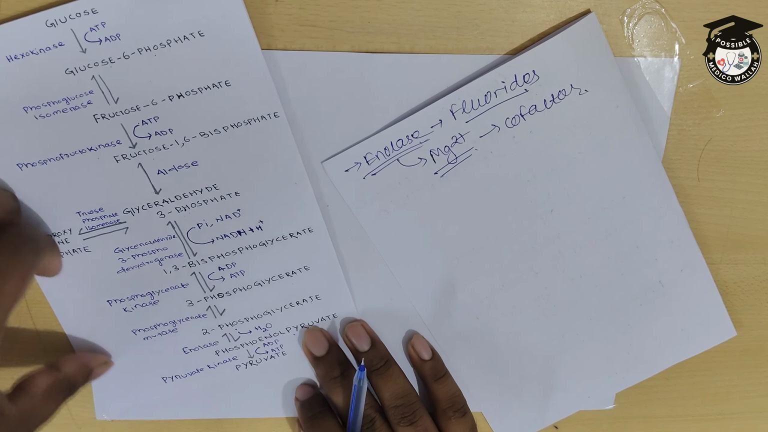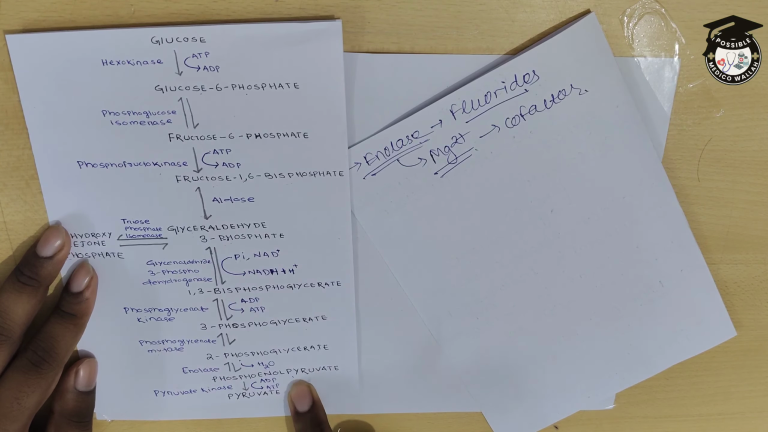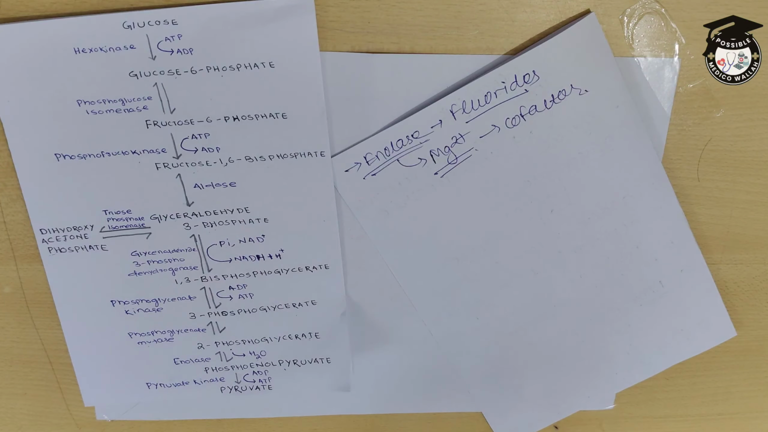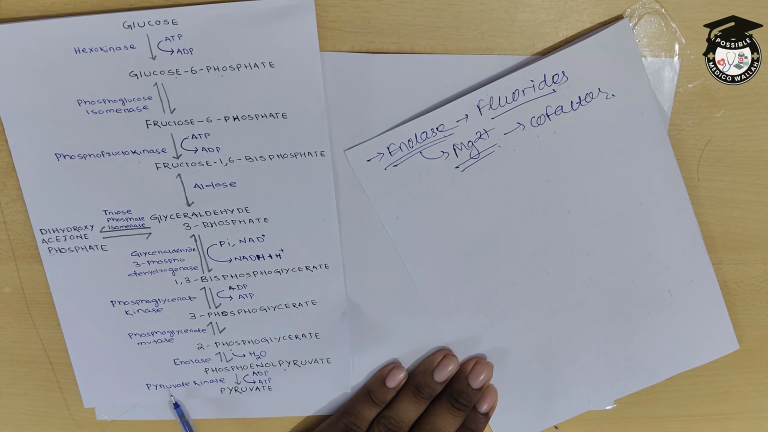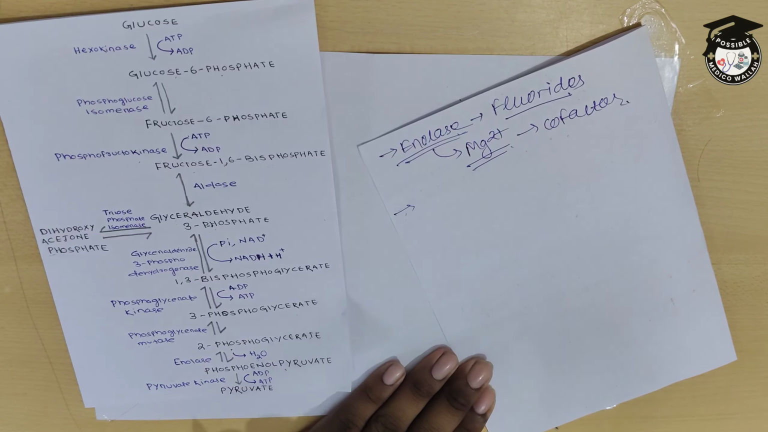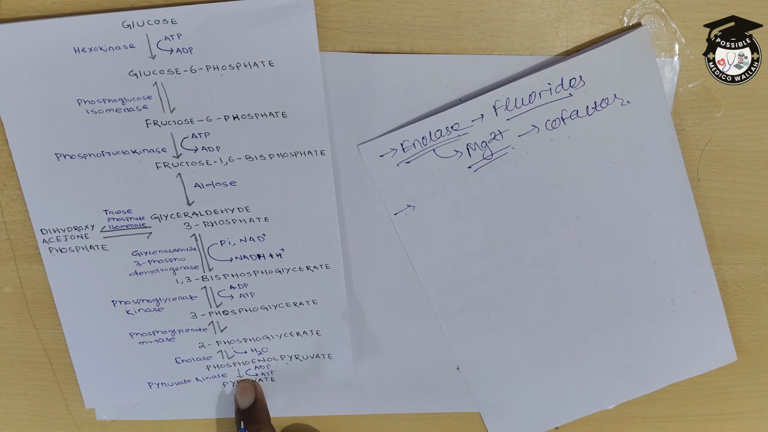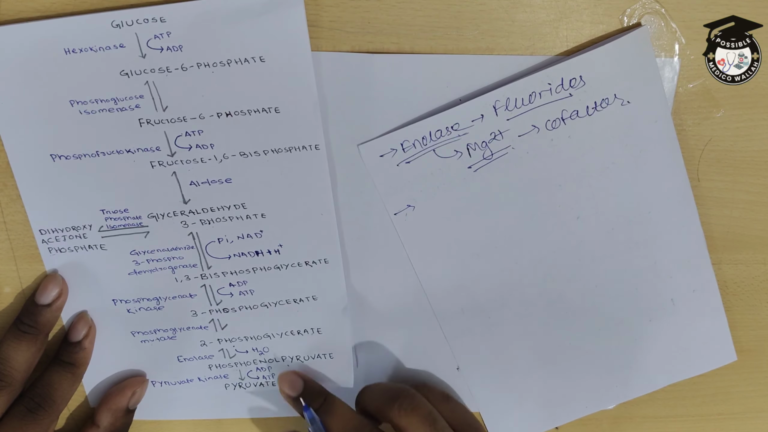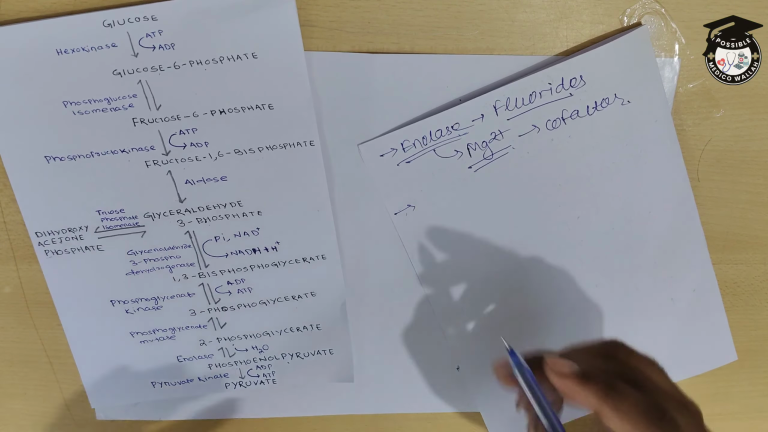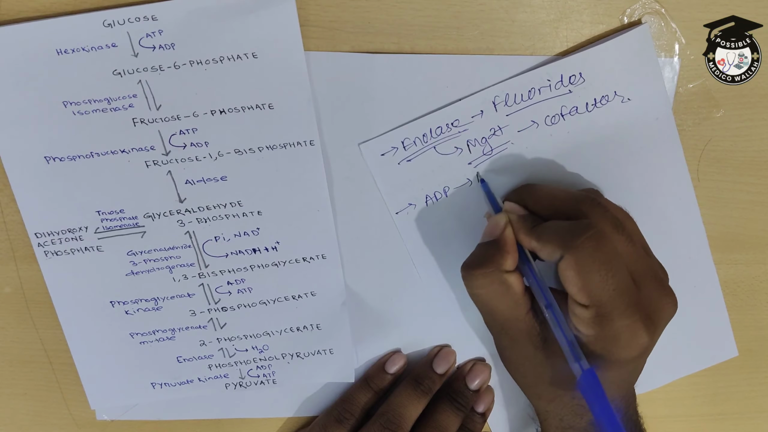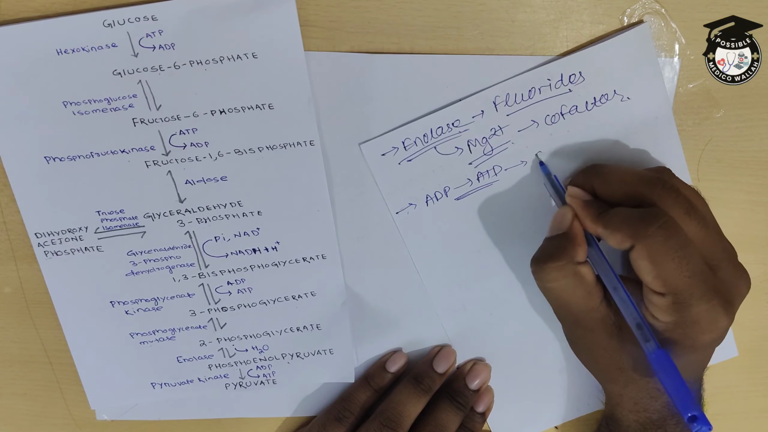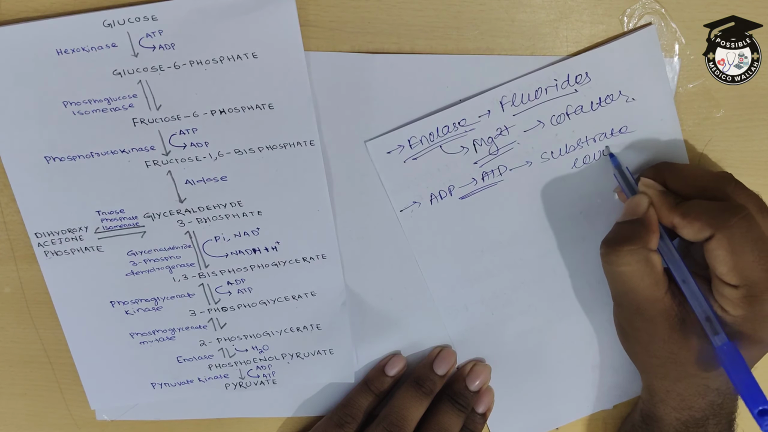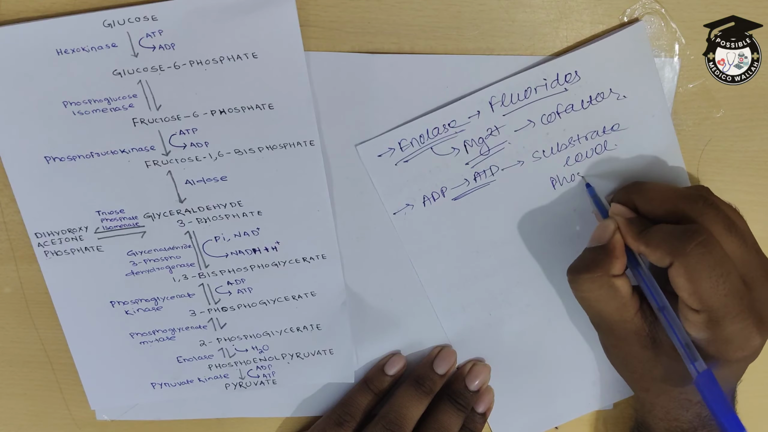Then come to the next step. PEP, phosphoenolpyruvate, is converted to pyruvate, meaning removal of the phosphate group. It is done in the presence of pyruvate kinase. This is an irreversible reaction, and this is an important step. In this, the phosphate removed is added to ADP and converted to ATP. That is ADP to ATP. This is substrate level phosphorylation.